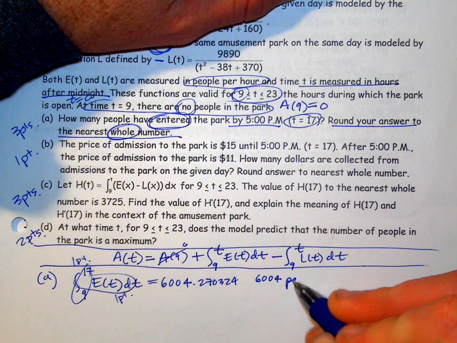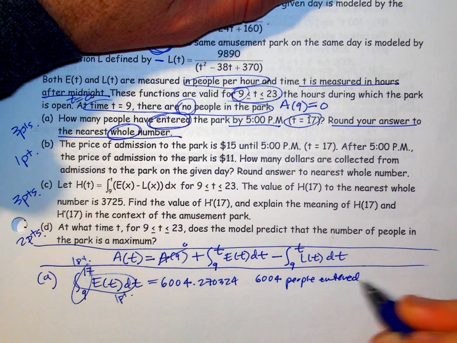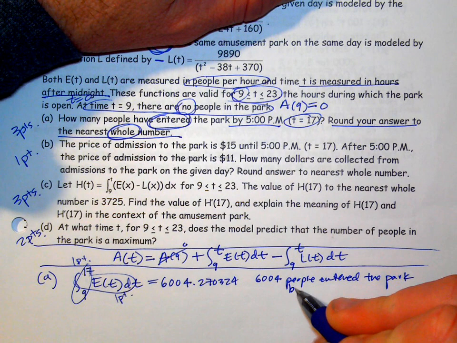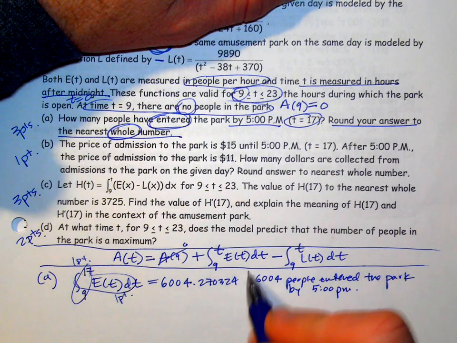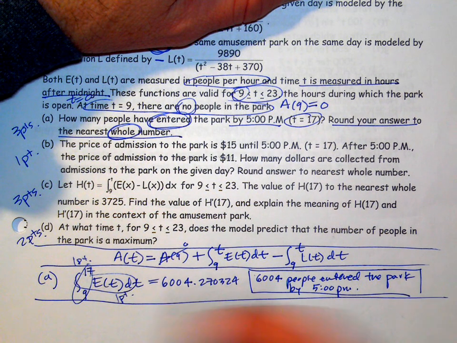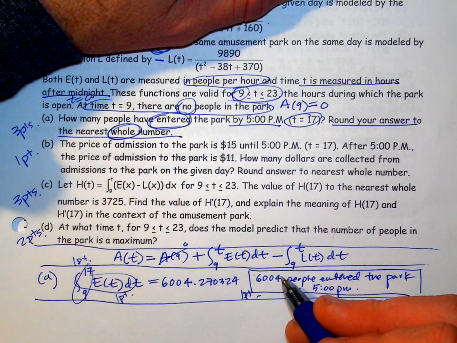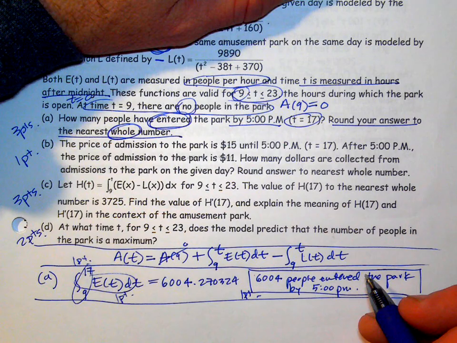But we could write our answer kind of, let's see, how many people: 6,004 people entered the park by 5 p.m. I mean, that's a nice thorough answer, includes units, includes context of the problem. All right, so that's 3 points. The answer is 1 point. Now, if you didn't round to the nearest whole person, you lose that whole point. There's no half points. So pay attention.